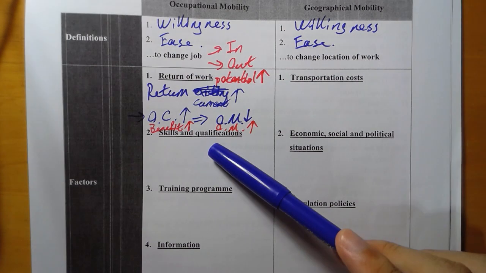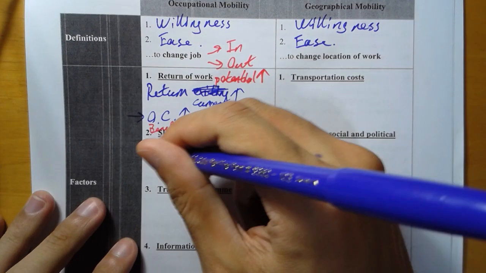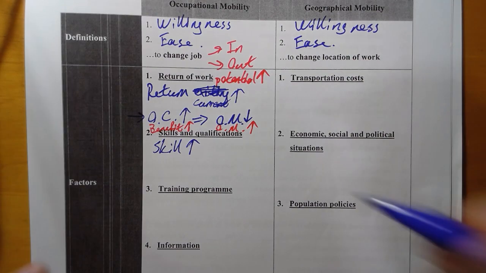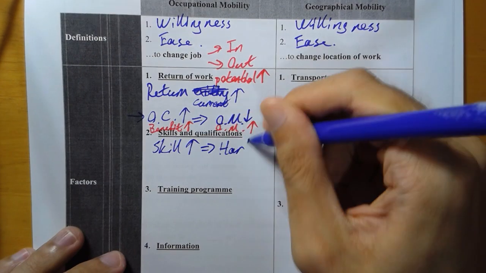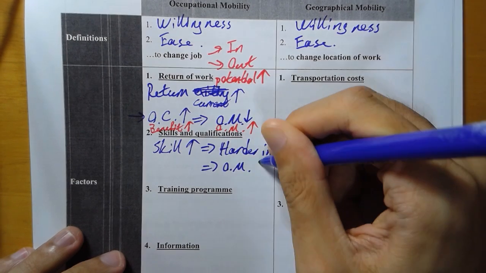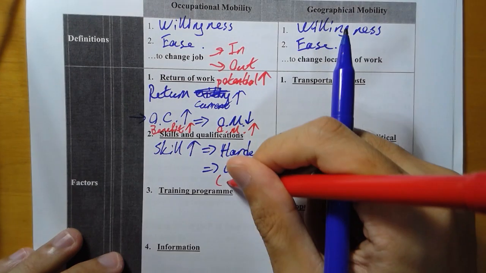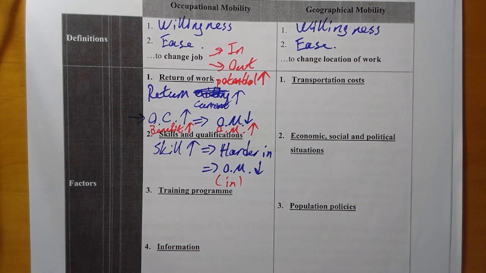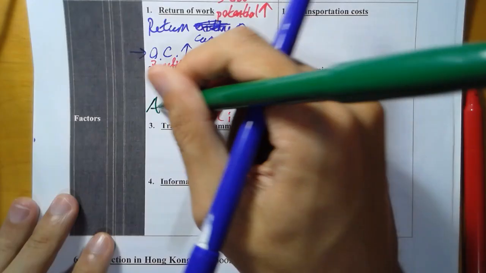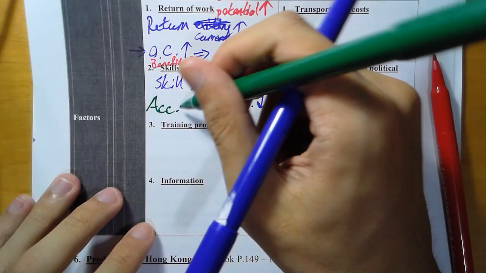Skills and qualification. 好啦 if let's say if a job the skills requirement increases, then it would be harder to get in, right? Harder to get in. 咁即係咩意思啊？Occupational mobility 會下跌咯。But we are specifically talking about occupational mobility of getting in. Now, for example, a good example would be accountant. 會計師啊，係咪啊？要考牌㗎嘛？Accountant or doctor.